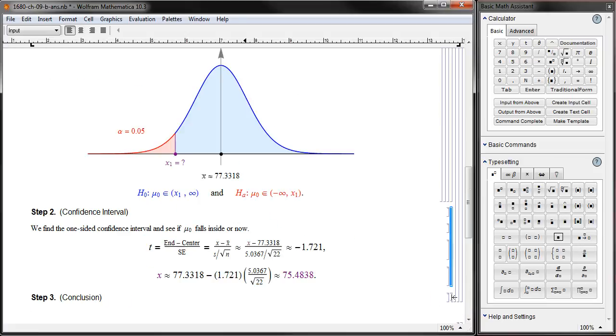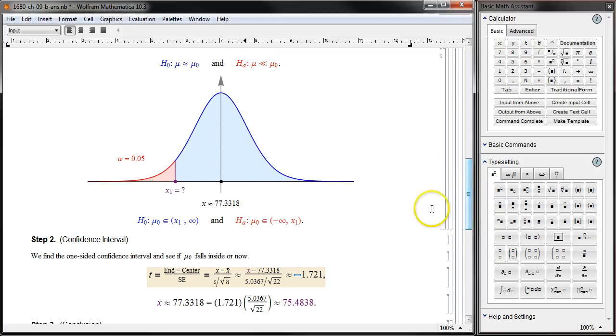And you can find out confidence interval or confidence bound using the same technique. N minus center over SE is your t-score. You're going to the left, so we need negative sign. And this value is 75.48 something. So the confidence interval begins from 75.5 all the way to positive infinity.